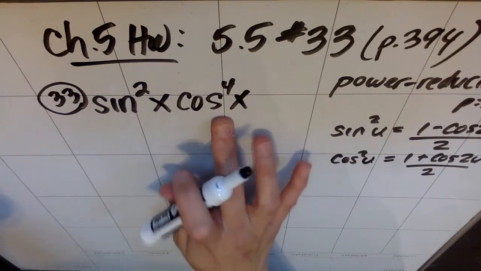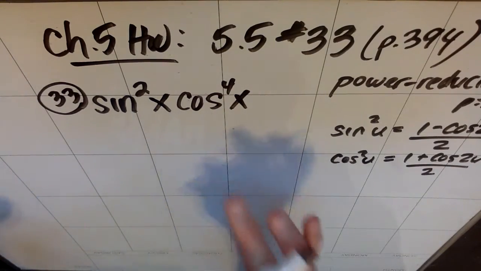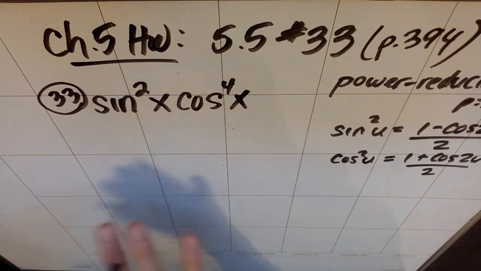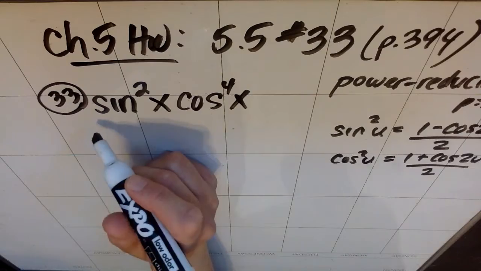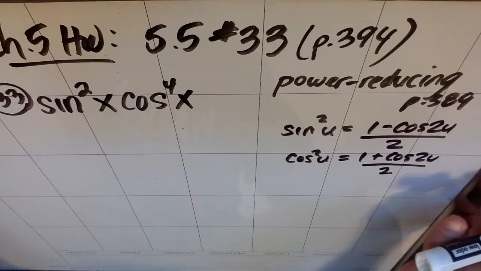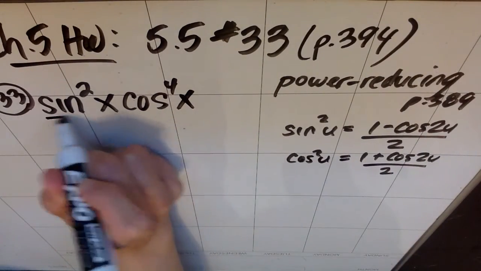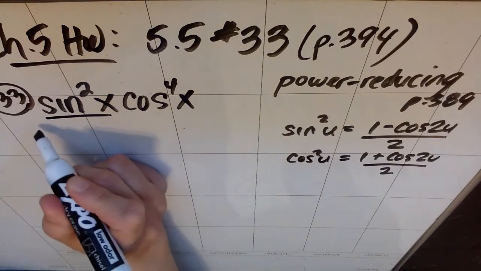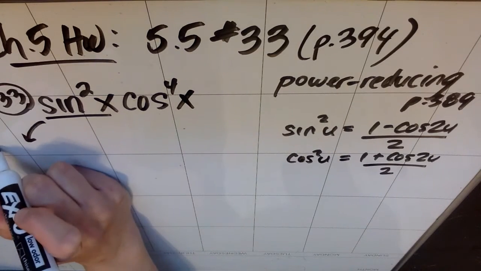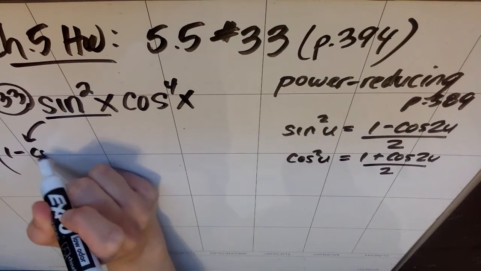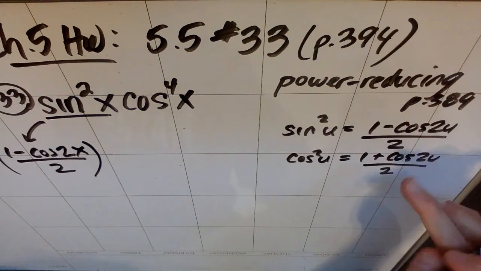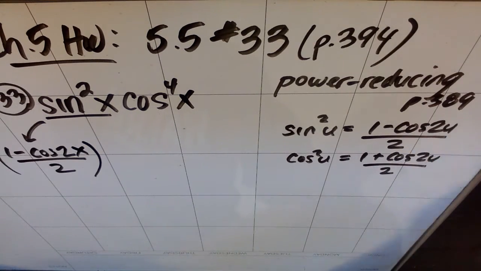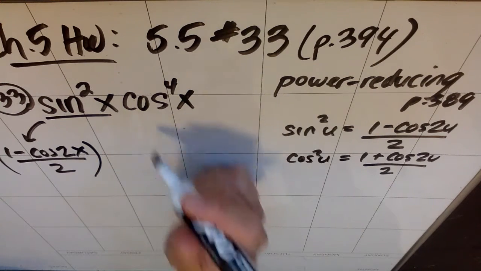So you can either treat this cosine to the 4th as a cosine squared, which is fine, or you could treat it as cosine squared times cosine squared, which is fine. So I'm going to go ahead and replace this sine squared with this formula, right? So sine squared can be replaced by a 1 minus cosine of 2x over 2, right? Because sine squared of u is 1 minus cosine 2u over 2, so this is 1 minus cosine 2x over 2, right?